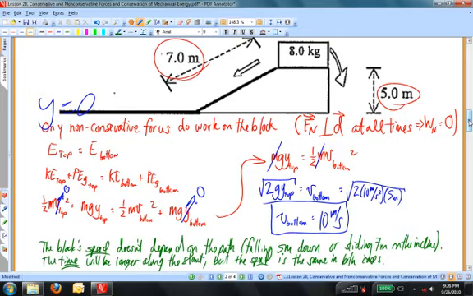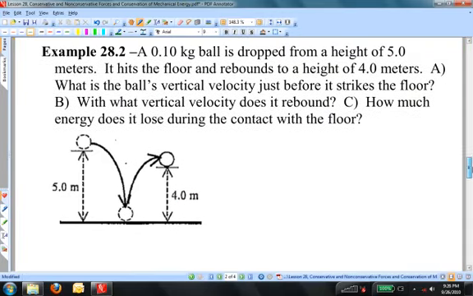Here's the next example, 28.2. A 0.1 kilogram ball is dropped from a height of 5 meters. It hits the floor and rebounds to a height of 4 meters. A. What's the ball's vertical velocity just before it strikes the floor? B. With what vertical velocity does it rebound? C. How much energy does it lose during the contact with the floor?